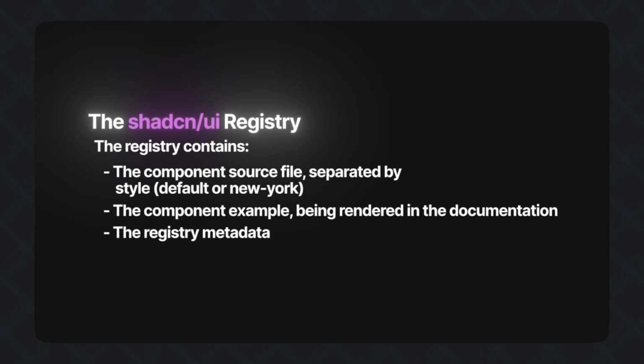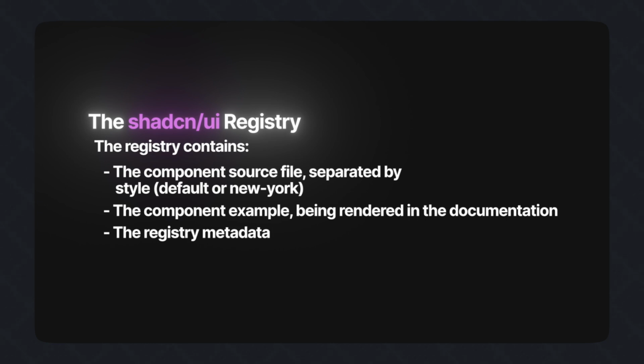The shadcn-ui registry is the library core. It contains the source code for all the available components in the library. You can consider it the single source of truth for shadcn-ui component collection source code. The registry defines the component source files, separated based on the style, the component examples, which are rendered in the documentation, and the registry metadata. The metadata includes an array with all the components that are available in the library, a registry schema, the colors definition, a list of styles available, and a list of pre-made themes that the documentation offers.